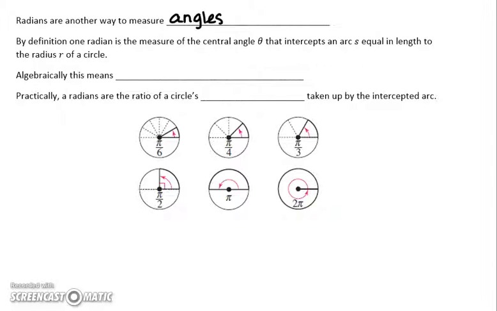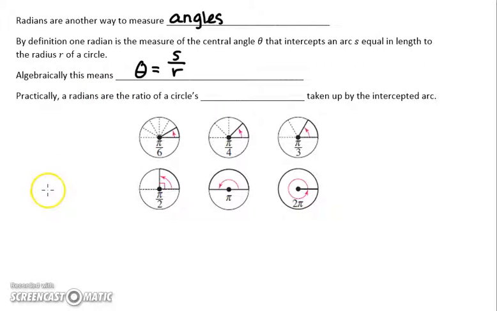So by definition, 1 radian is going to be the measure of the central angle theta, so this little thing right here is theta, that intercepts an arc S equal to the length of the radius R of a circle. So what that means algebraically is theta equals the arc length divided by the radius. Now if we're going to have 1 radian, the arc length is going to be the same thing as the radius. So we'd have S over R. Well, if S is R, we have R over R, 1. So theta, our radians, would be 1.